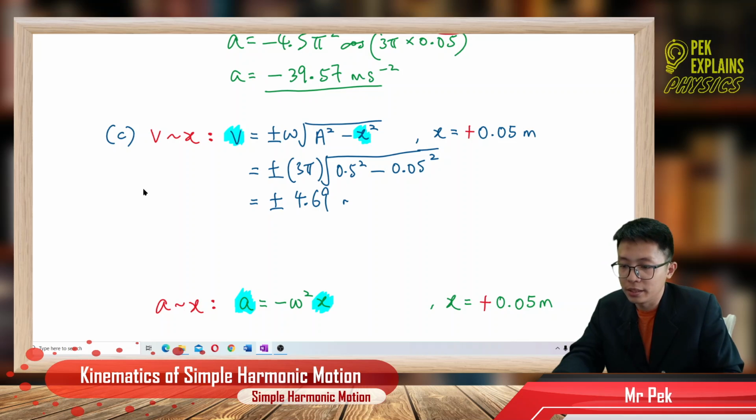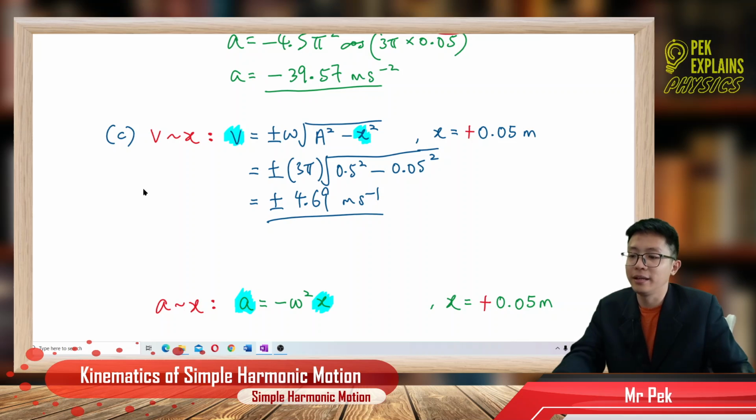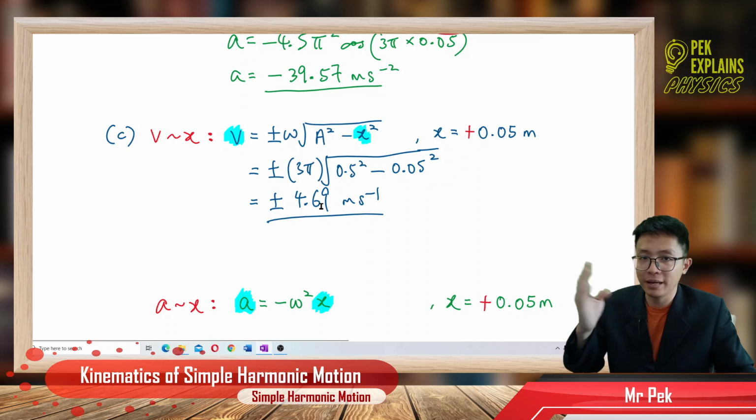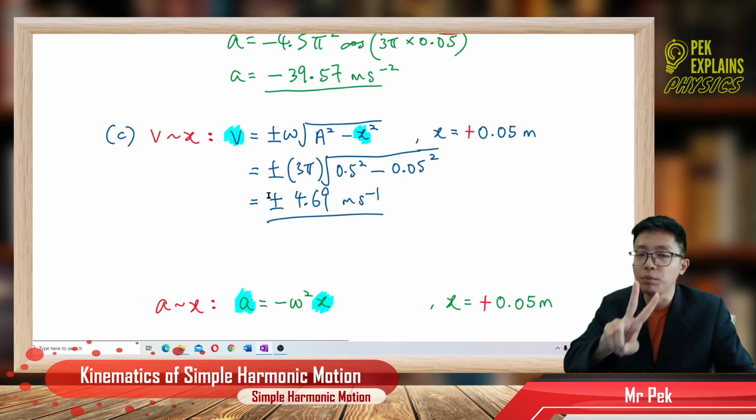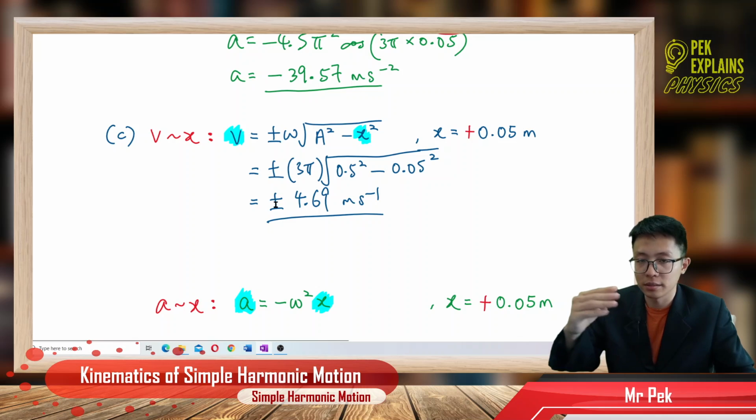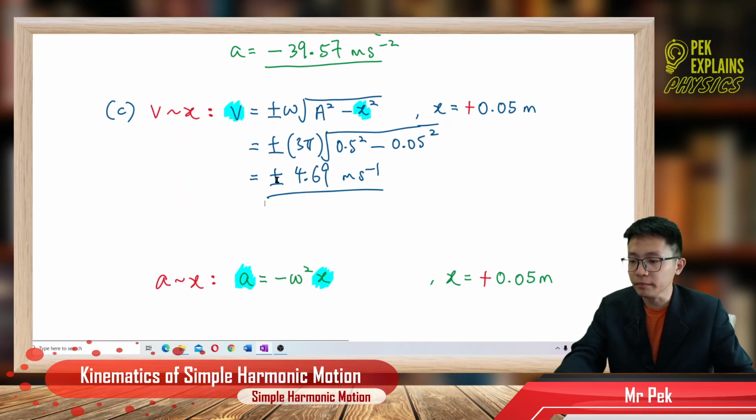So the answer is plus minus 4.69 meter per second. The plus minus here means at this displacement, the object may be going up or going down. It can have two possibilities. Maybe the object's velocity is going up, maybe at this position the object is going down, at the same position. It has two possibilities. Maintain the positive negative sign.